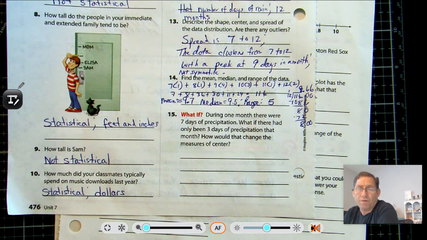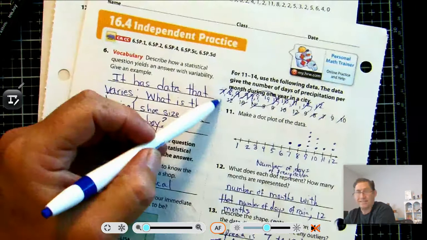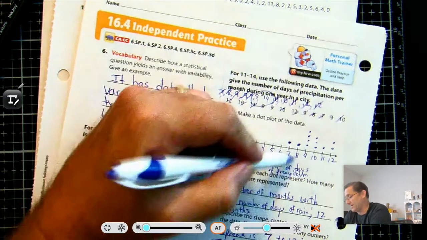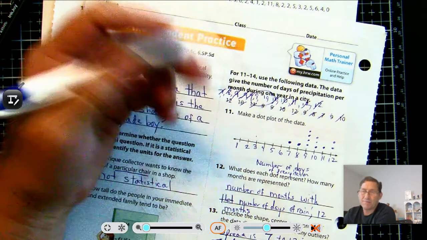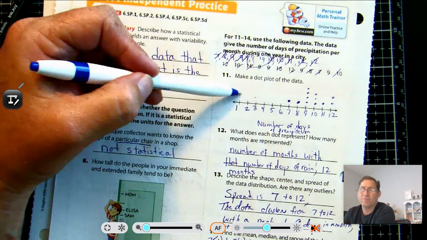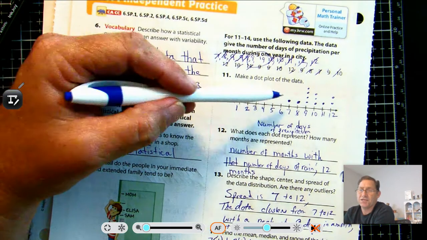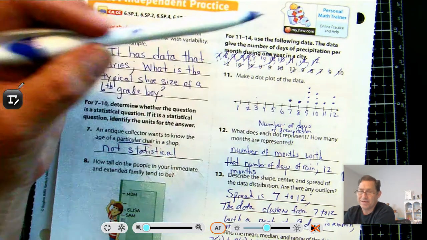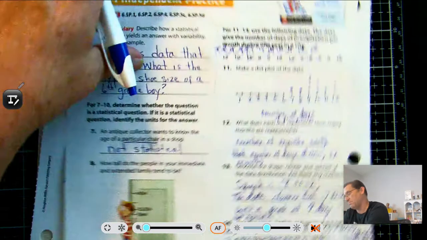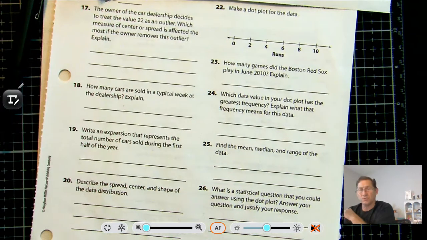All right, what if during 1 month there were 7 days of precipitation? What if there had only been 3 days of precipitation that month? How would that change the measures of center? Well, 7 was already our least amount. If I took away the 7 and put in 3, I'd probably have an outlier now. The 3 would probably be an outlier, but it's not going to change the median. The mean might go down a little, and the range would also decrease.